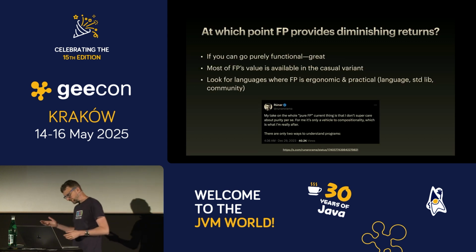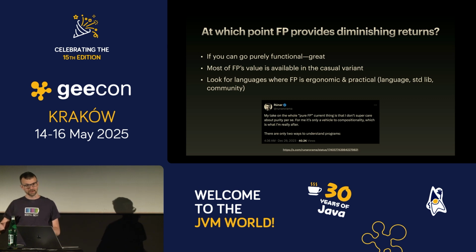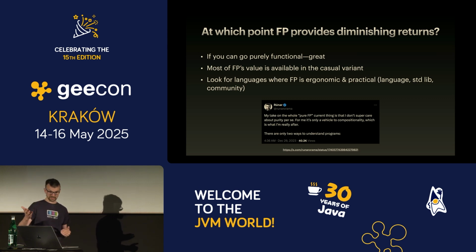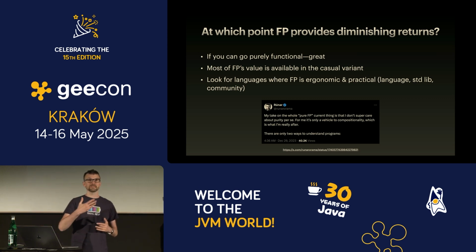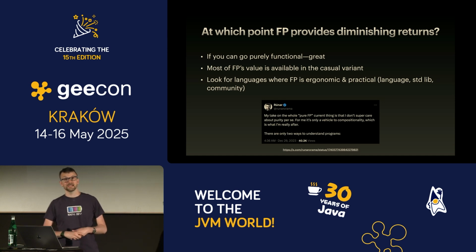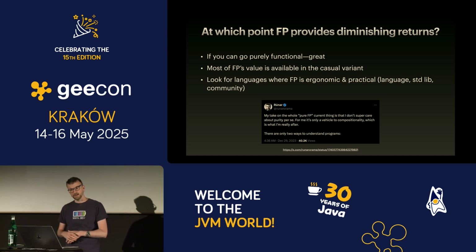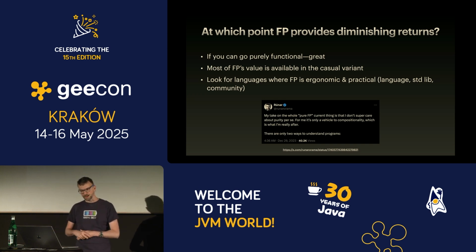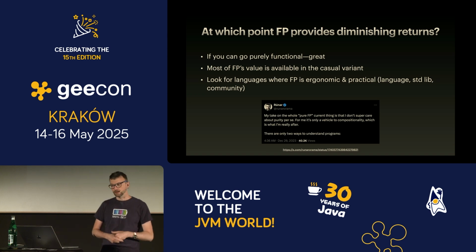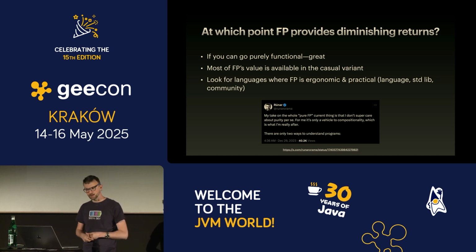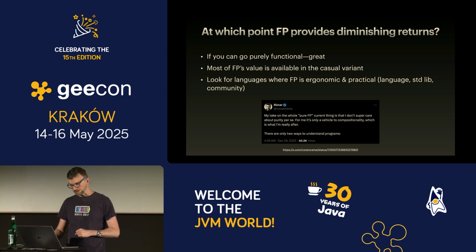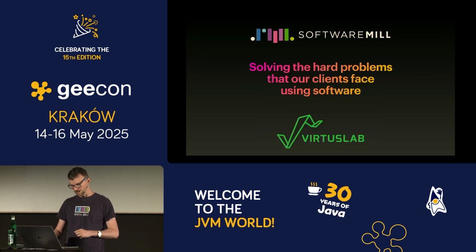At some point, FP starts to provide diminishing returns. If you can go purely functional, that's great. But I would argue that most of the value that FP brings is in the casual variant, in all the other things that we have listed. And we have a lot of great languages, both on the JVM and outside the JVM, where these functional programming concepts are baked in and made ergonomic and practical through the language and the standard library. So, go out and explore what fits best.